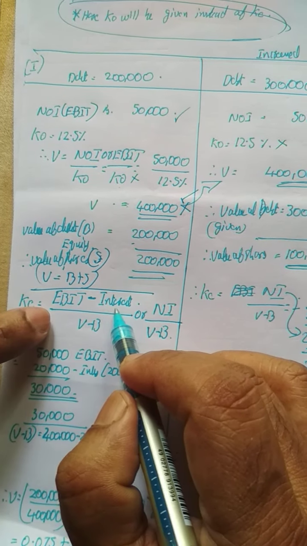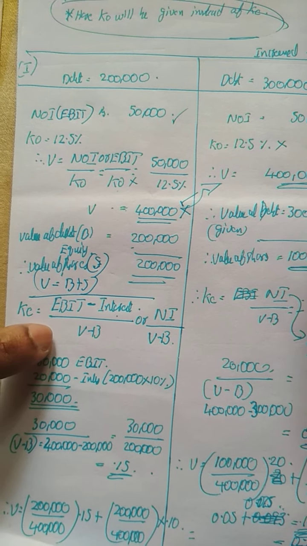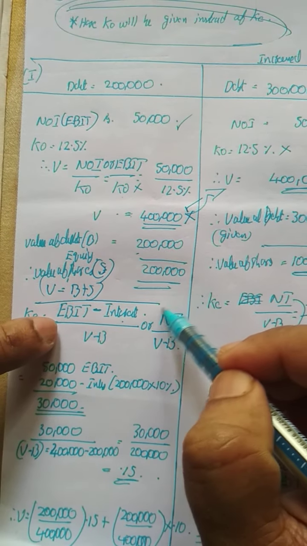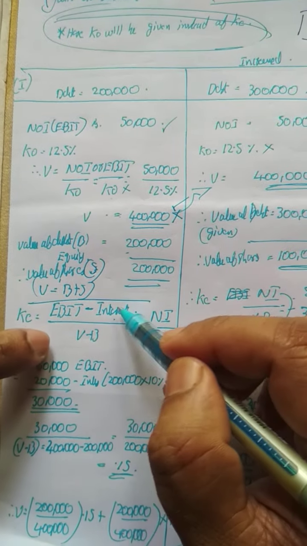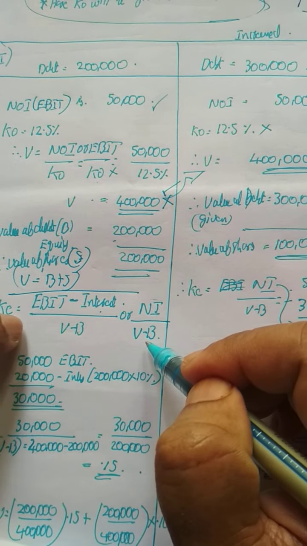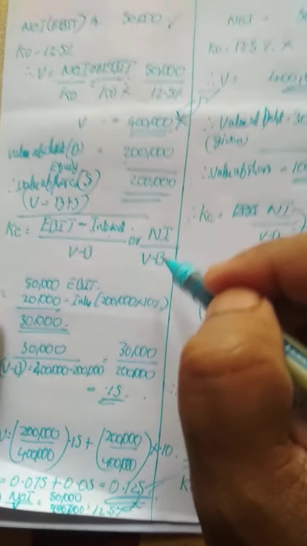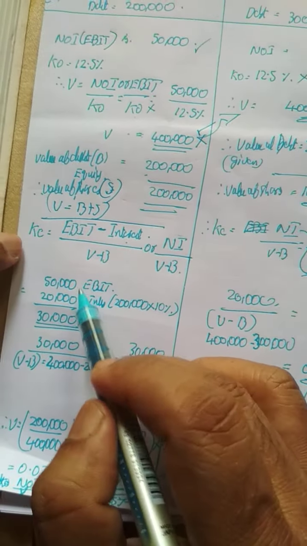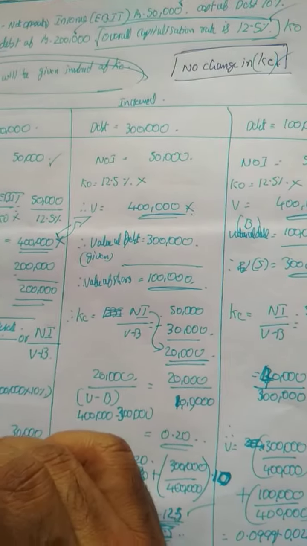What is this EBIT minus interest? EBIT is given, that is net operating income, minus interest. That is what we have done under the net income approach also, first stage. EBIT minus interest, we will get net income. Net income divided by value of the company minus value of borrowings, we will get KE.